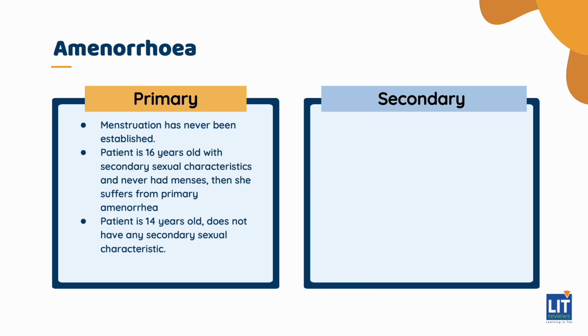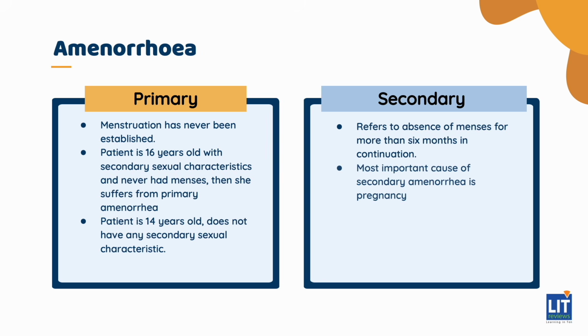While secondary amenorrhea refers to the absence of menses for more than 6 months continuously, it's important to remember that the most important cause of secondary amenorrhea is pregnancy. So the first step would be a pregnancy test to exclude that cause. It is worrying if the patient is bleeding excessively, which may be a case of menorrhagia. Hence, we assess this by asking about the bleeding duration and amount.